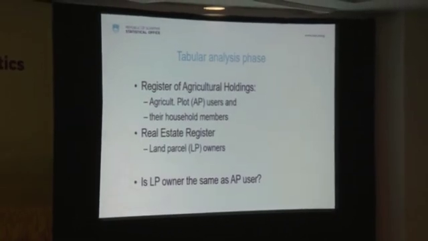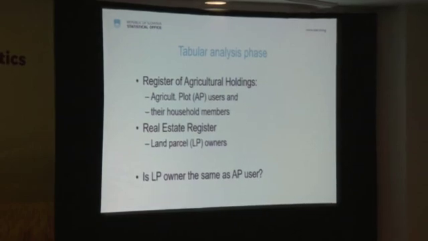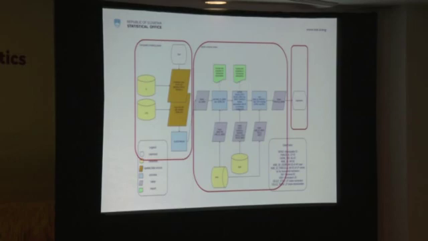The basic idea of what we're trying to find out here is whether the land parcel owner is the same as the agricultural plot user. In this case, we also considered that household members of the farm manager can also be an owner for the land to be counted as owned. For example, if a spouse of a manager or a daughter or a son is an owner of a land parcel, the agricultural plot would be counted as owned and not rented. Okay, so we've seen the modeling phase now, and now we're moving on to the aggregation.